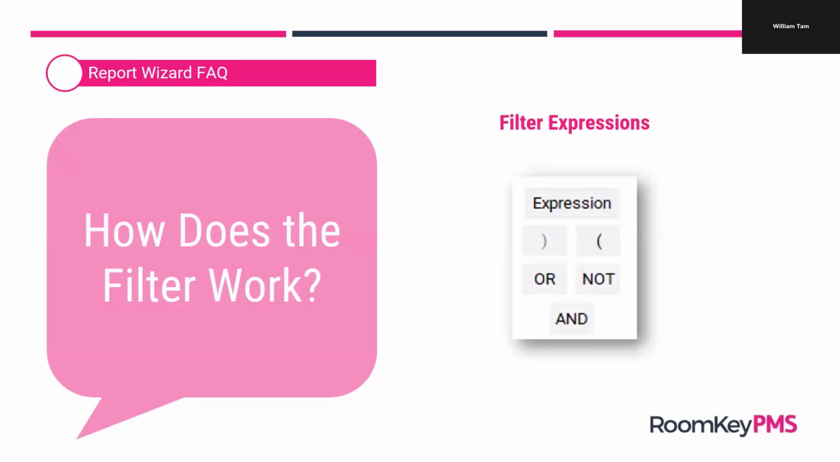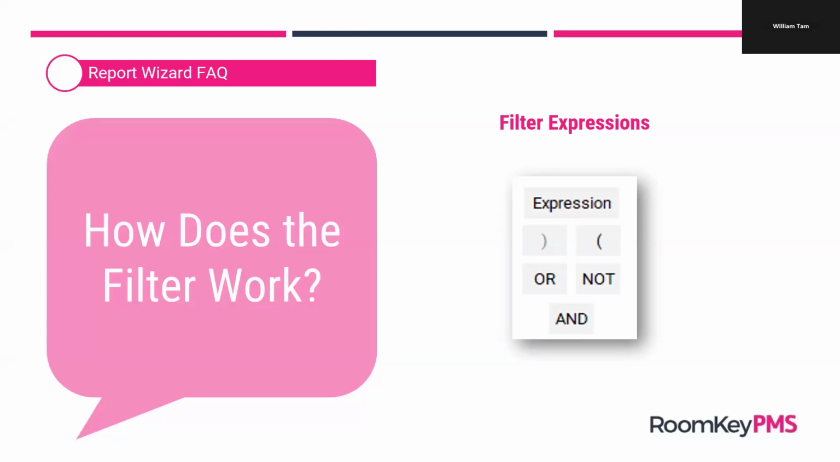So when you're building the filter, you'll notice that I was using these buttons that appear in the center of that module. The buttons that we have available are expression, and then I have bracketed buttons, and then I have the options or, not, and. In most cases, you'll be using the expression button and the and button to add in those parameters.